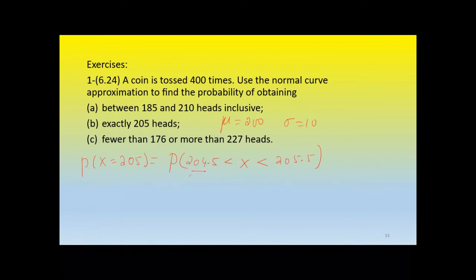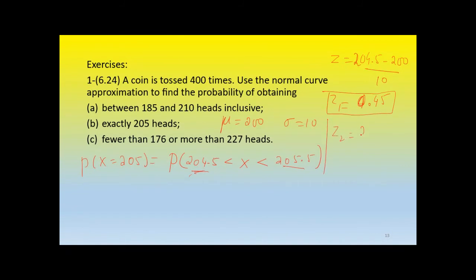Okay, now for every X value, find the Z value and then go ahead with the same procedure. Let me find Z here. Z for the first X value, which is 204.5, minus mu 200, divided by 10. This is 4.5, so more than 200, positive 0.45 when you divide. So this is Z1. What is Z2? 205.5 minus 200 over 10. It will be 0.55. Both are positive. This is Z1. This is Z2.